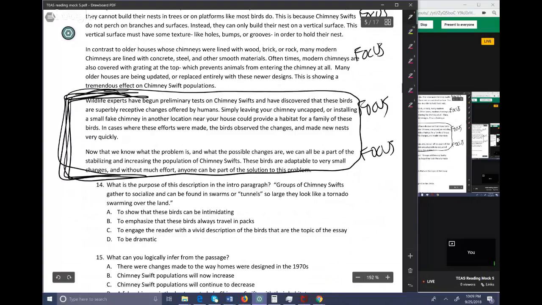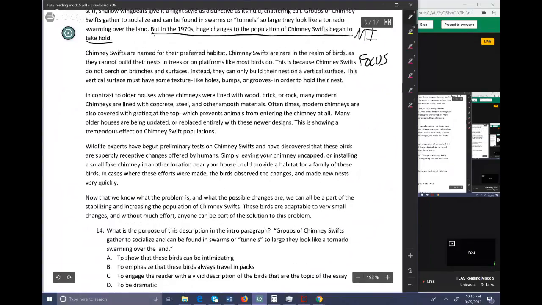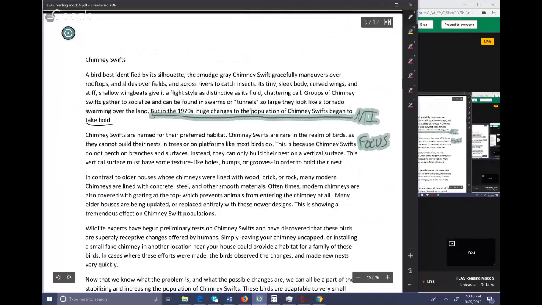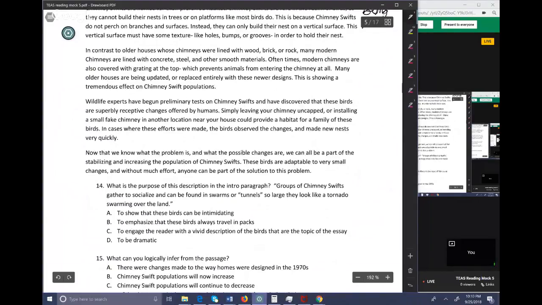So normally you would see that in the intro paragraph. Well, it would say, while there have been decreases in the population amongst chimney swifts, they're back on the up because of changes that people have been making. That would be an appropriate thesis. Every once in a while, for whatever reason, an author will decide not to do it that way, and they will leave it out. So right here, they left out the part about improvements being made to help these guys. And instead, they mentioned it here, and you have to put that in your main idea.